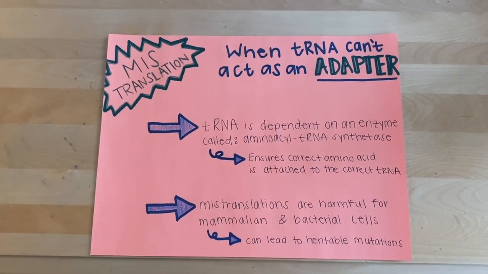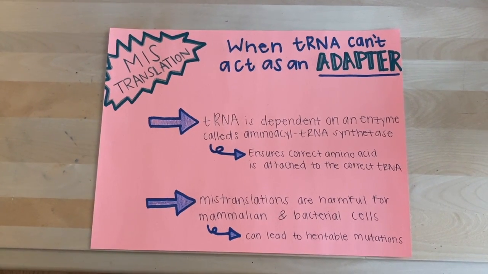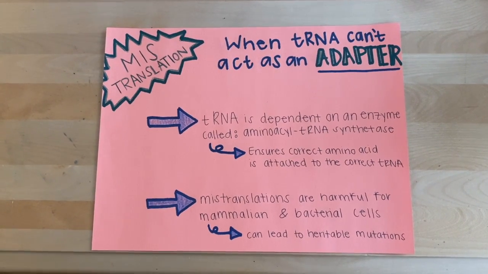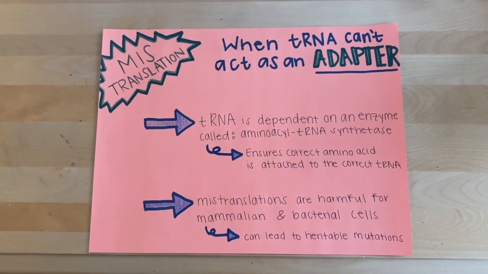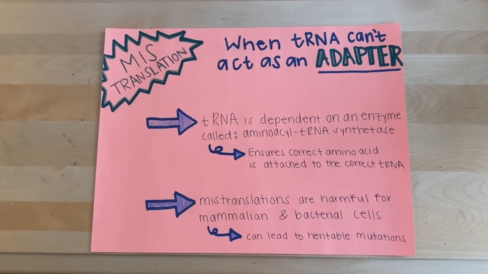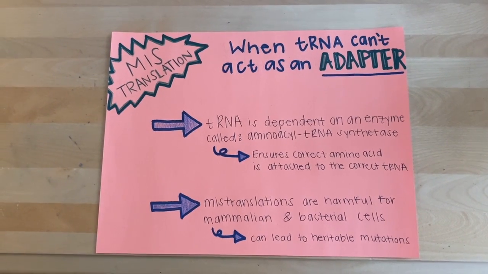Mistranslation inhibits tRNA from acting as an adapter. tRNA is dependent on an enzyme called aminoacyl synthetase, which ensures that the correct amino acid is attached to the correct tRNA. When there is a mistranslation, tRNA will code for a different amino acid, which can lead to harmful consequences. For example, mammalian and bacterial cells can get heritable mutations.